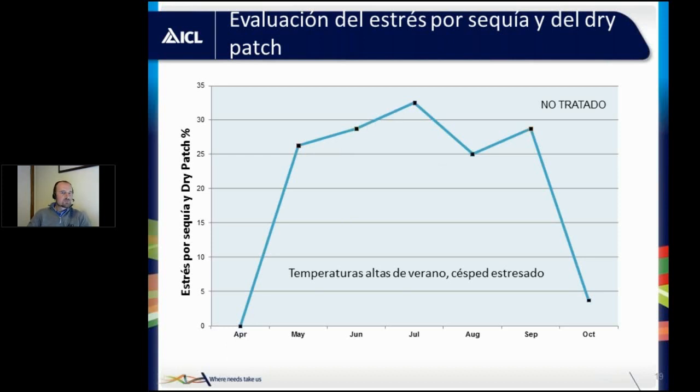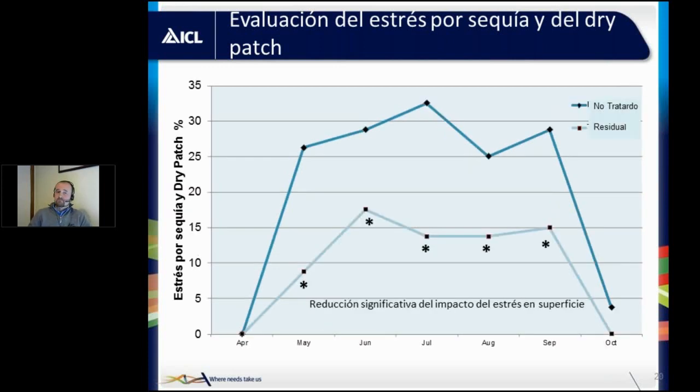The high summer temperatures meant that turf was stressed and had to be carefully managed. By implementing a program of residual wetting agents, you can significantly reduce the impact of drought stress and dry patch on the surface in this sort of situation. And the wetting agent more than halves the amount of stress that the turf is suffering. And this is exactly what we want to achieve. We want to alleviate the stress, reduce the dry patch developing by using a program of wetting agents.